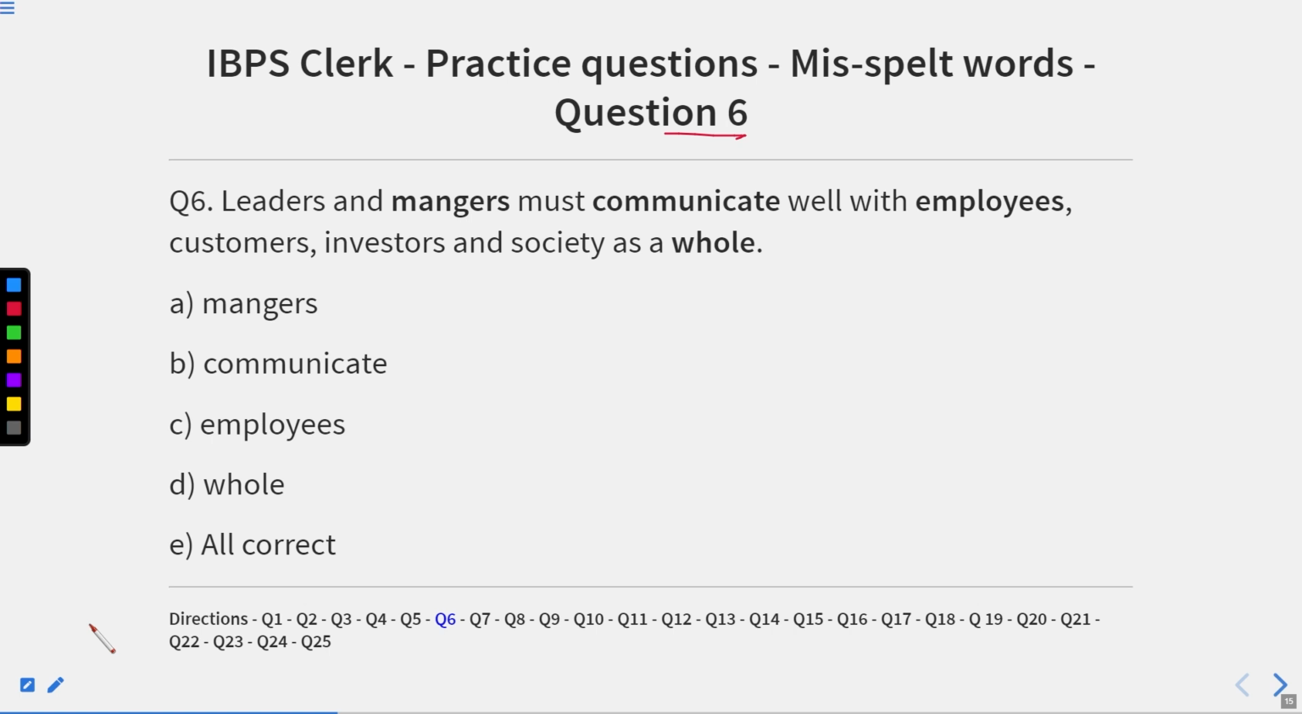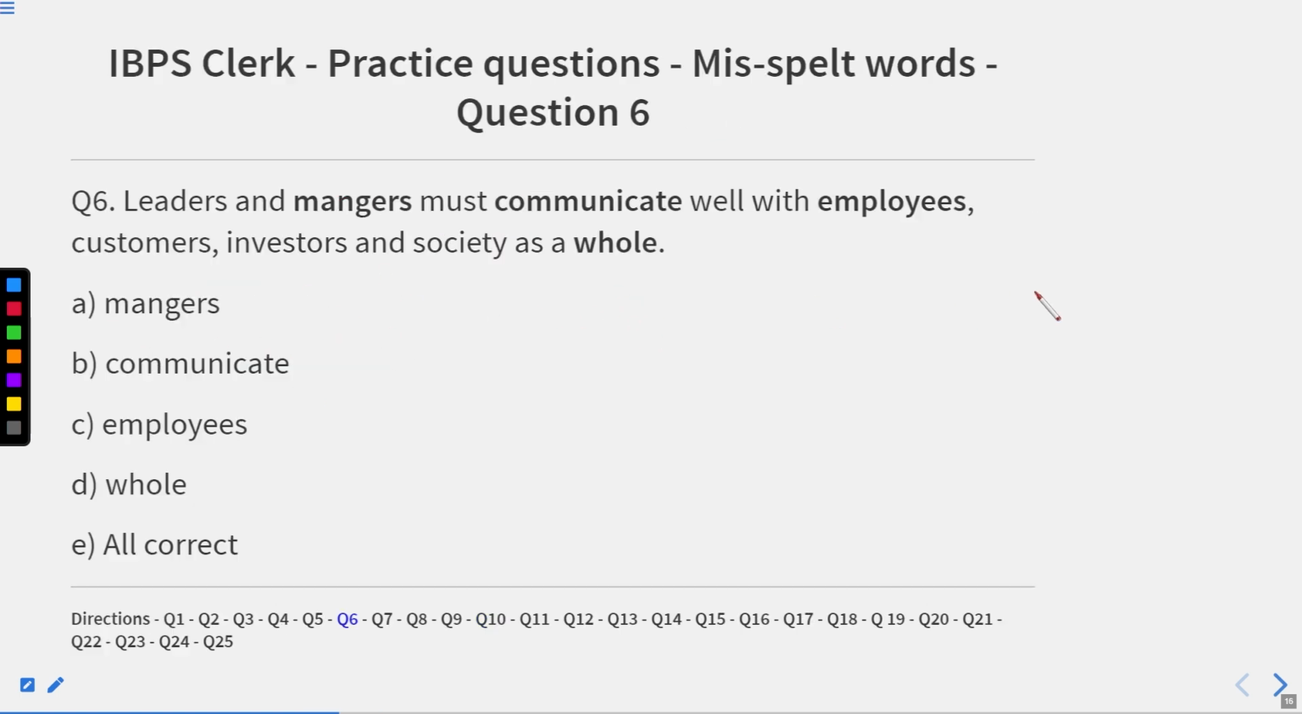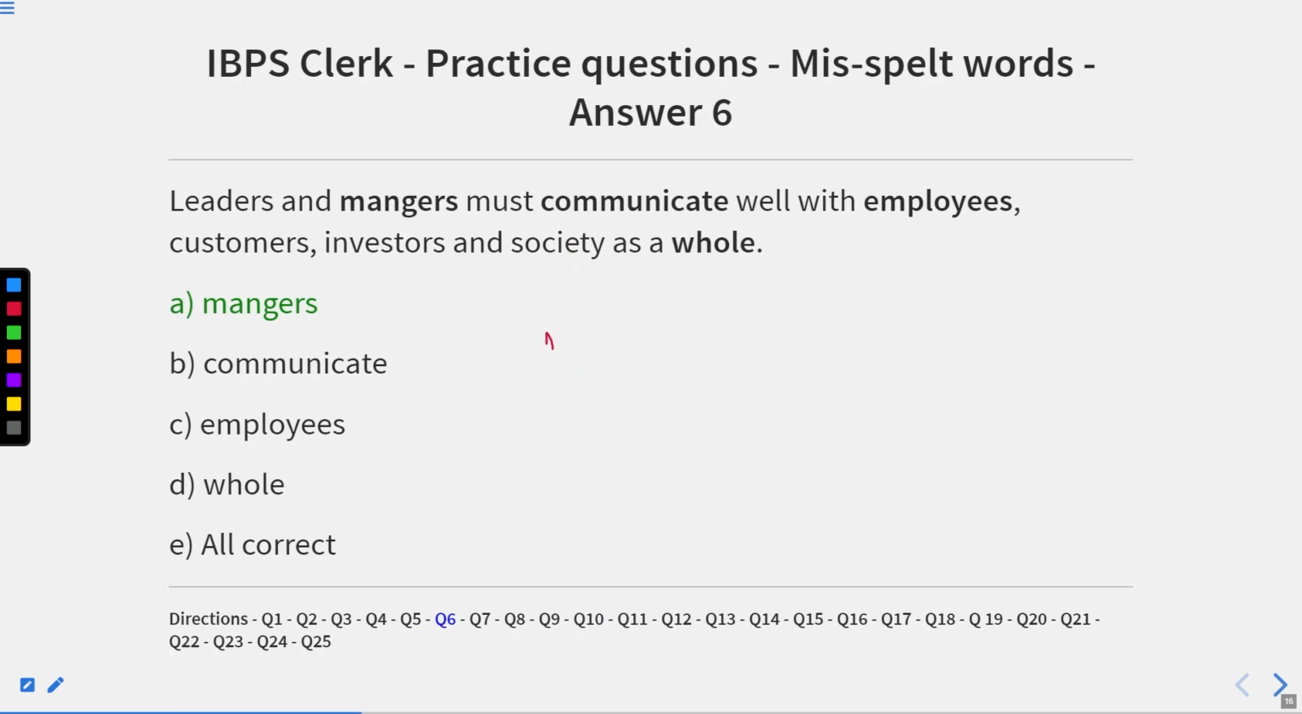Employees, this spelling is also correct. And another word is whole, this is also correct. And as a whole, this context is also correct. Only the spelling of managers is incorrect. Therefore our answer is A, and the correct spelling is managers. This is the correct spelling that has to be used over here. Now let us move to the next question.